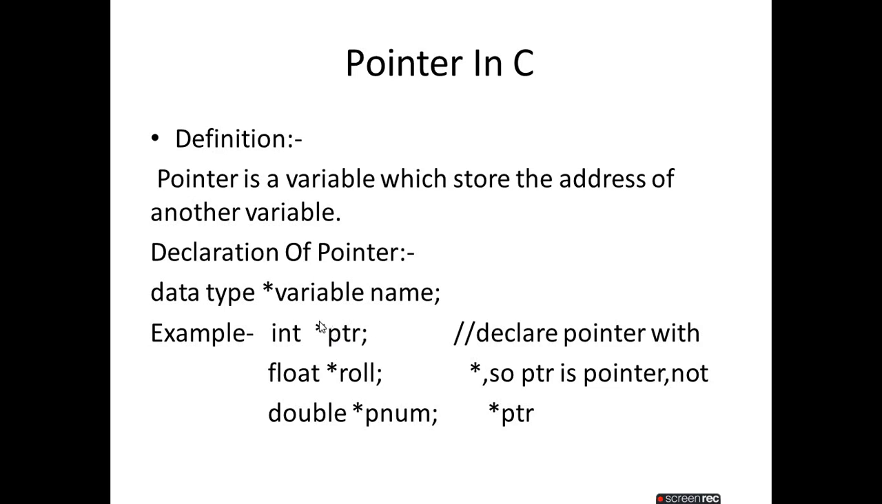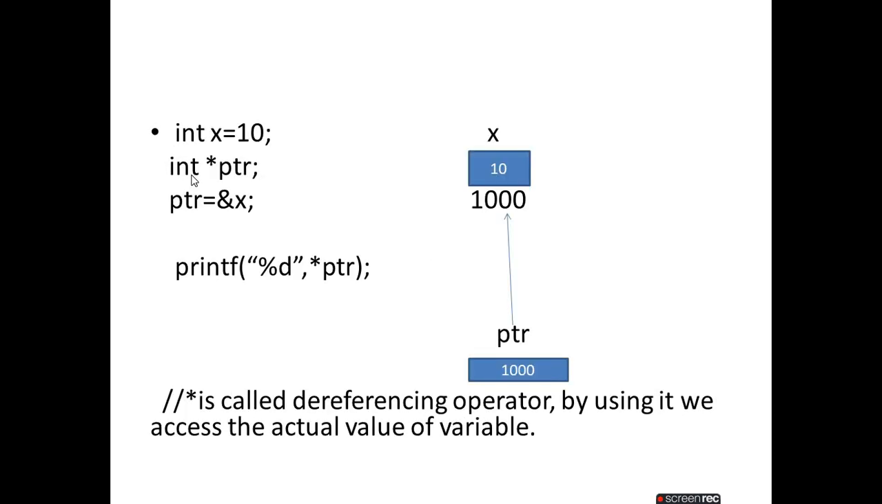Keep in mind, most of the time there is some confusion that star ptr is the pointer. No, star ptr is not the pointer. Ptr is the pointer. For declaration, we use the star symbol here. Ptr is the actual pointer. The data type is integer. Then float star roll, so roll is a pointer. For declaration, we use a star. What is the use of the star? I will explain after some time. What is the usage of the star symbol? I will explain.